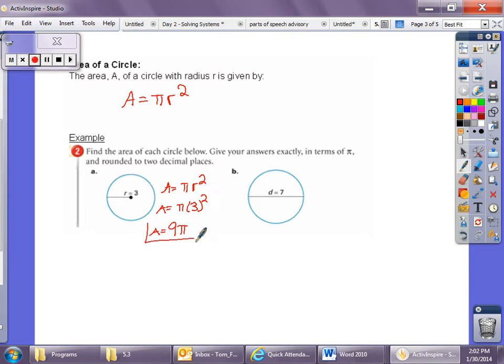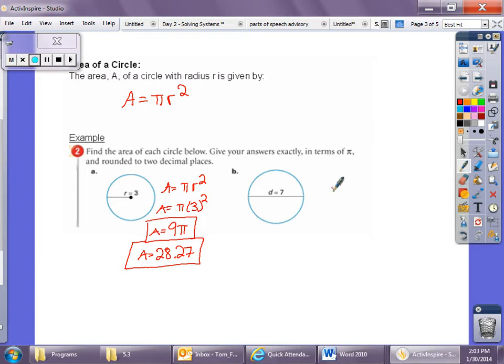That's my exact answer, and then I can also just do 9 pi, and 9 pi is going to give me 28.27. So that is my answer rounded to 2 decimal places. So we have an exact answer, which is in terms of pi, and also rounded at 2 decimal places.